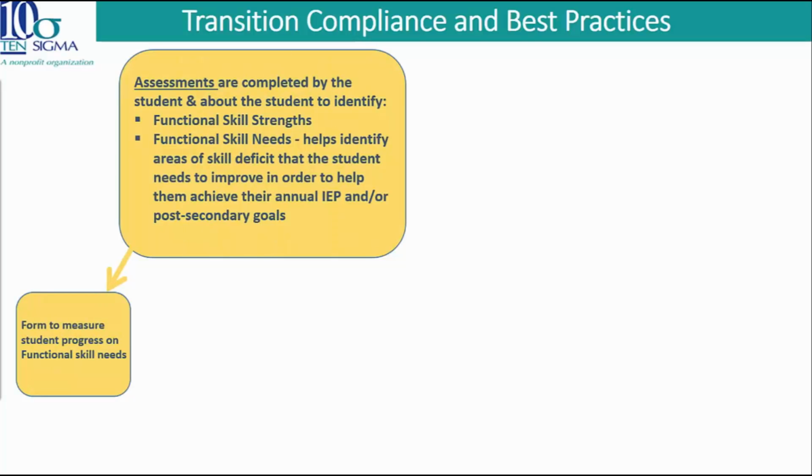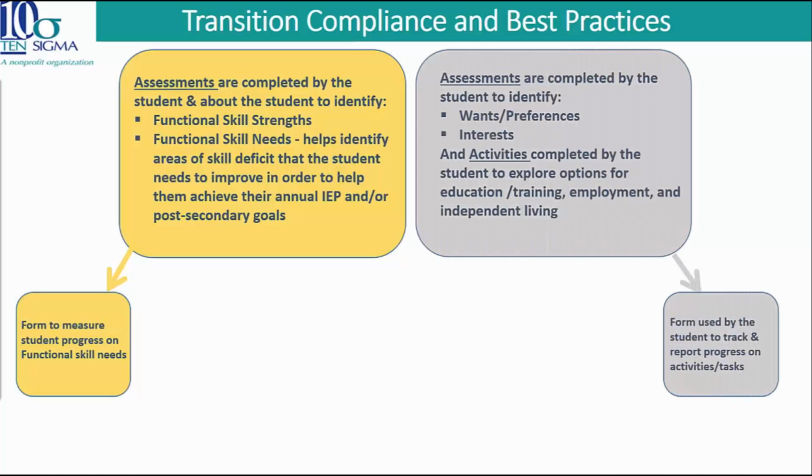So when you're designing your transition program, you will need assessments that are completed by the student and about the student to identify their functional skill strengths and their functional skill needs. Functional skill needs help identify areas of skill deficit that the student needs to improve on in order to help them achieve their annual IEP and/or post-secondary goals. Not only will you need the assessments, you will also need to design a form to measure student progress on these functional skill needs.